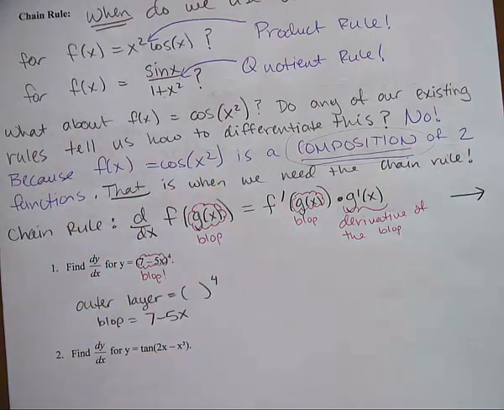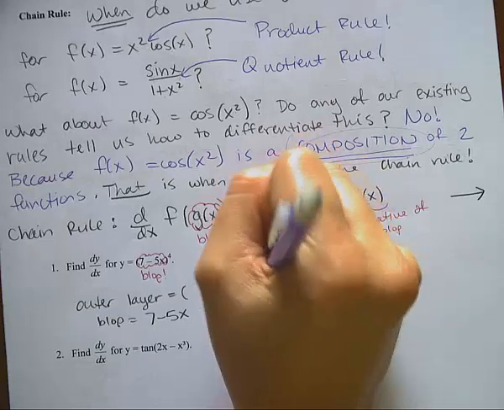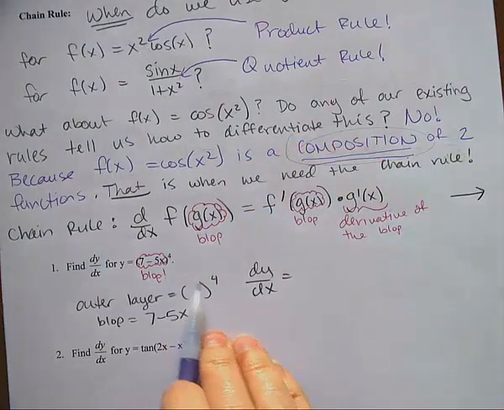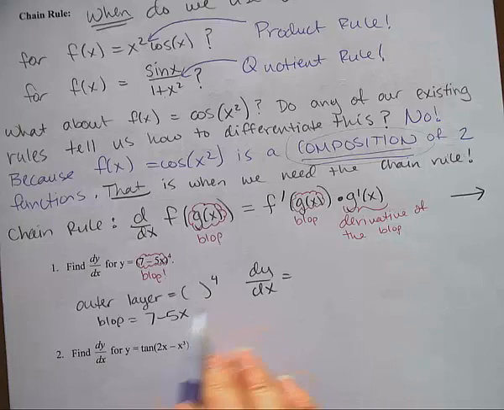So what we're going to do is take the derivative of the blop to the 4th. And so we use the power rule for that because it's like something to a 4th power.